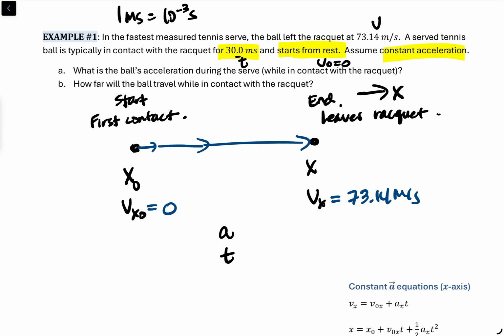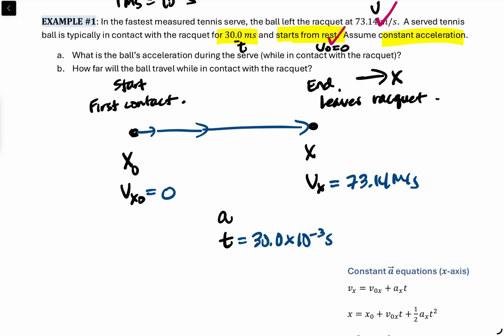All right, so we have this information in our diagram and defined. They also told us T, so I'm going to plug T in here as well. And remember, we need to make that little adjustment here. So this is 30 milliseconds, but I'm going to write it as 30 times 10 to the negative third seconds. We do not know what the acceleration is, they just tell us that it's constant, and we do not know the distance that it covers while it's in contact with the racket.